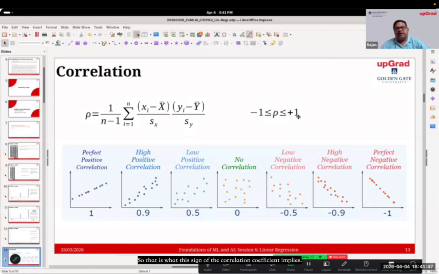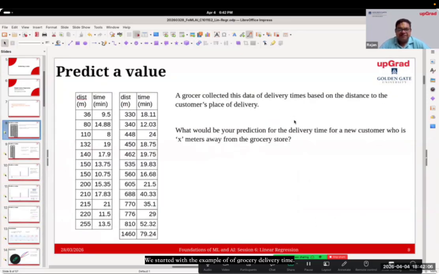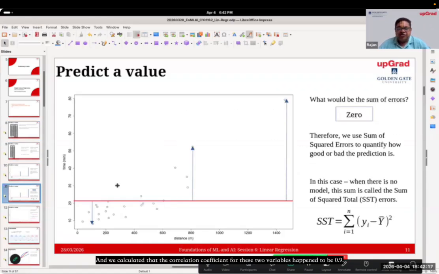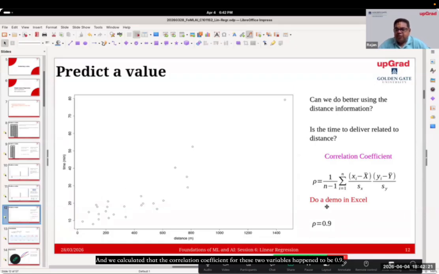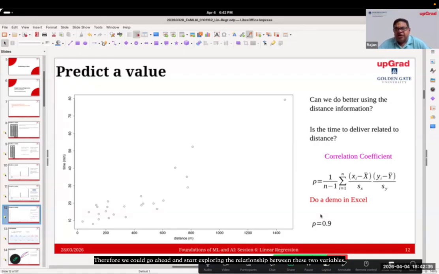Okay? So that's what the sign of the correlation coefficient implies. The magnitude of the correlation coefficient tells us the strength of the relationship between these two variables. We started with the example of grocery delivery time based upon the distance to which delivery is made, and we calculated that the correlation coefficient for these two variables happened to be 0.9. So we figured that it's a fairly high correlation coefficient. The relationship is strong. Therefore, we could go ahead and start exploring the relationship between these two variables.